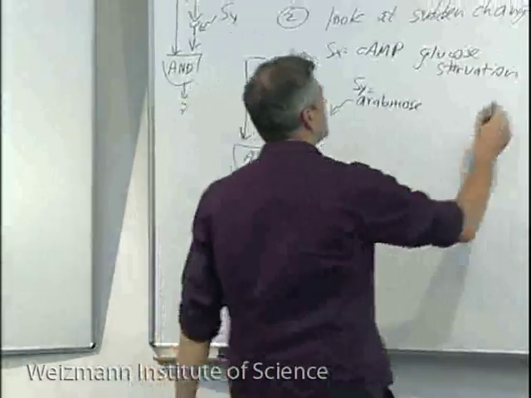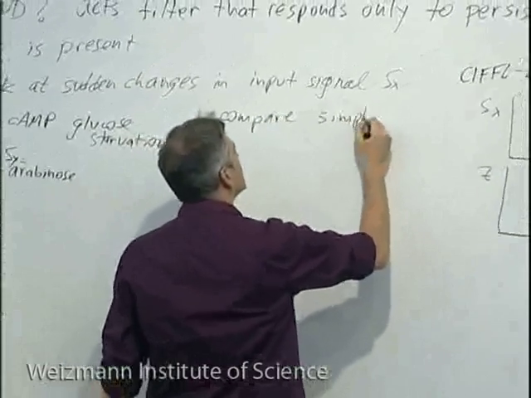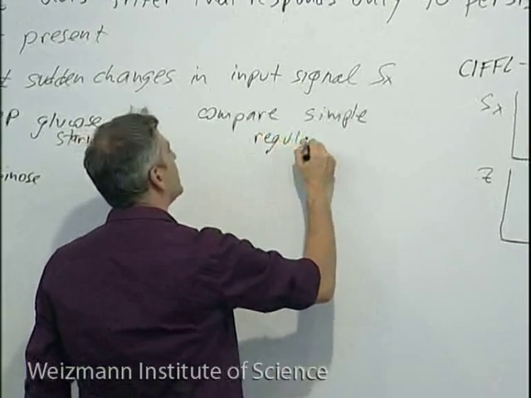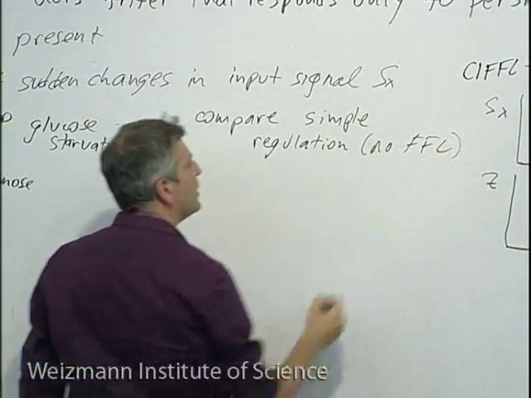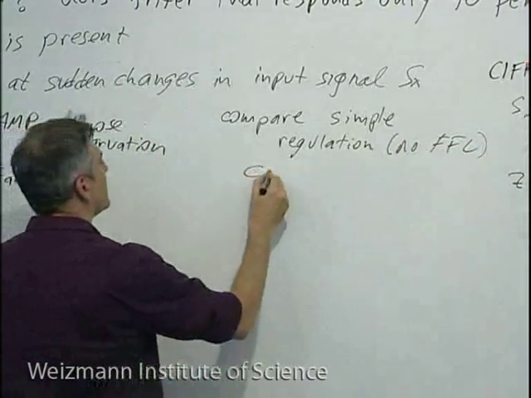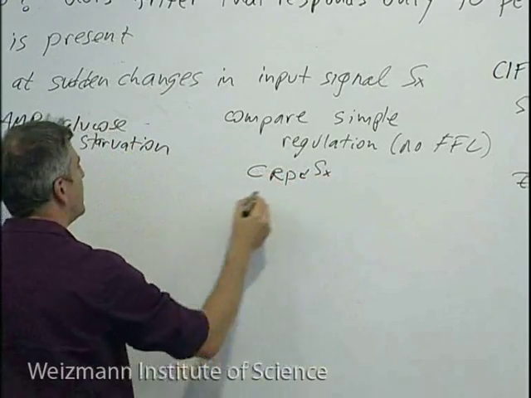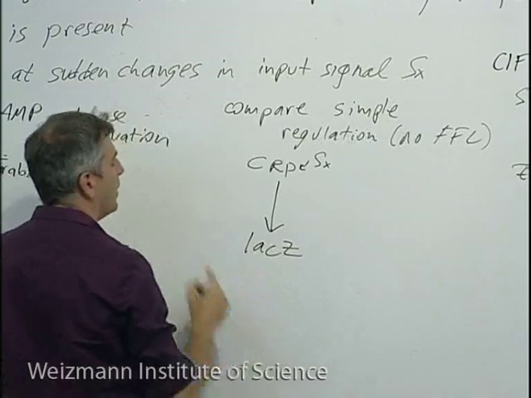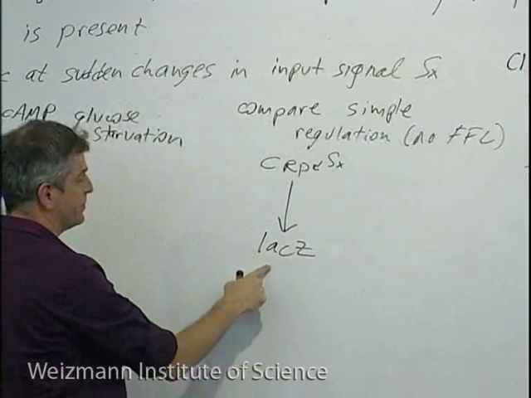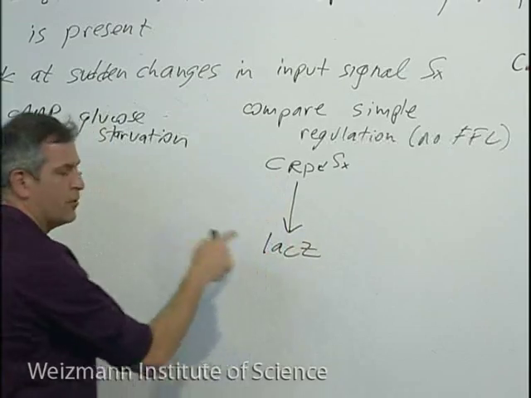you can compare it to a simple regulation situation when there is no feed-forward loop. So E. coli provided us with a perfect example. The same signal, SX, same CRP, same protein, regulates another gene. This gene eats a different sugar, okay? But there's no feed-forward loop here.